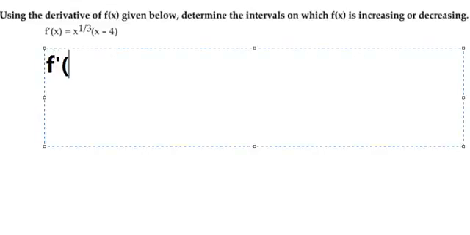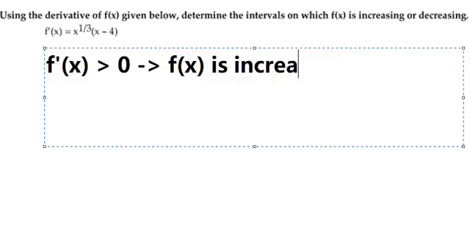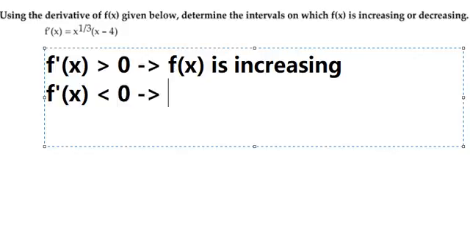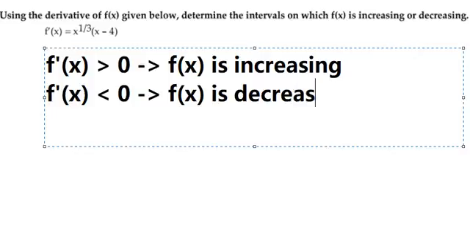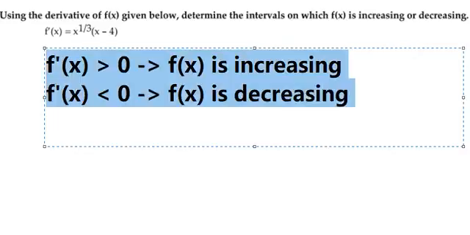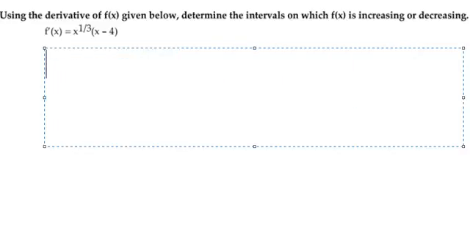If the first derivative of the function is greater than 0, that means the function is increasing. If the first derivative of the function is smaller than 0, that means this location in here is decreasing. Now we can apply this one in here.